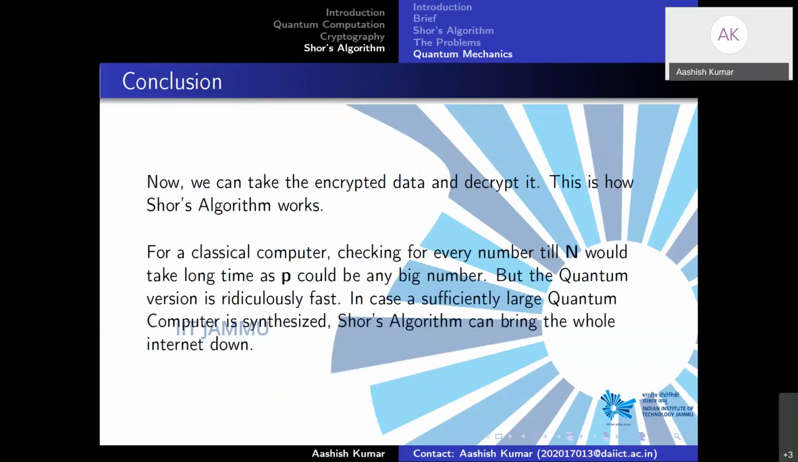So our conclusion would be that we can take the encrypted data and decrypt it, and this is how Shor's algorithm actually works. For a classical computer, checking every number till n, starting from 2, would take a long time, as n could be any number and p could be any number. Guessing p would increase the computational load on the classical computer. But the quantum version is ridiculously fast. And in the case of a sufficiently large quantum computer, if it is built, Shor's algorithm can actually bring the whole internet down by making decryption really, really accessible to everybody.